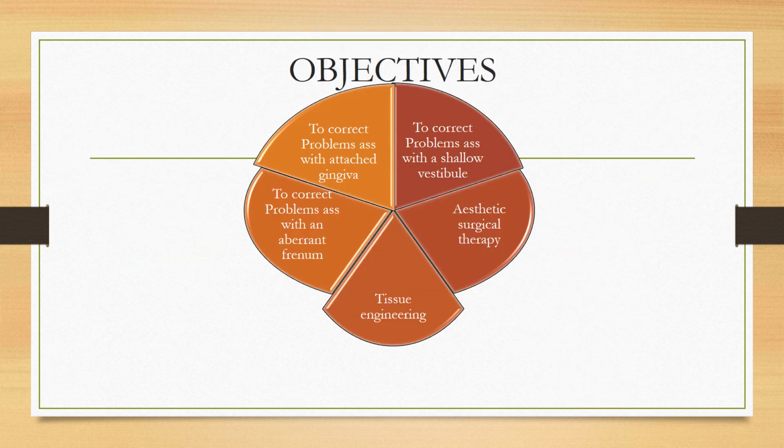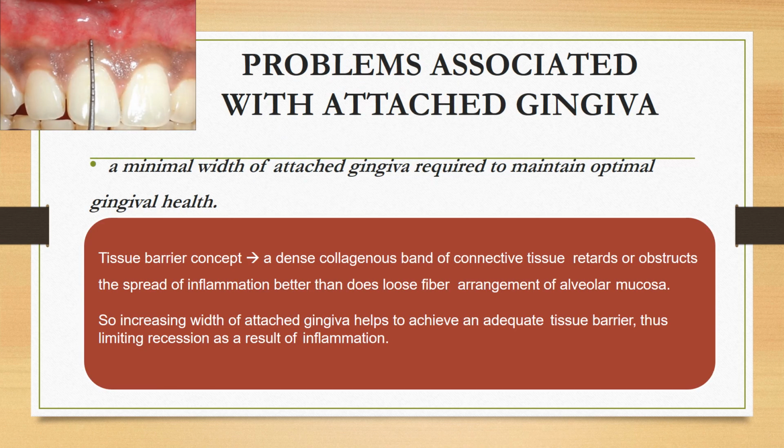So coming to the objectives of perioplastic surgery or mucogingival surgeries, they are to correct problems associated with attached gingiva, to correct problems associated with shallow vestibule, to treat the problems associated with aberrant frenum, and also aesthetic surgical therapy and tissue engineering. So coming to the details of the problems associated with attached gingiva.